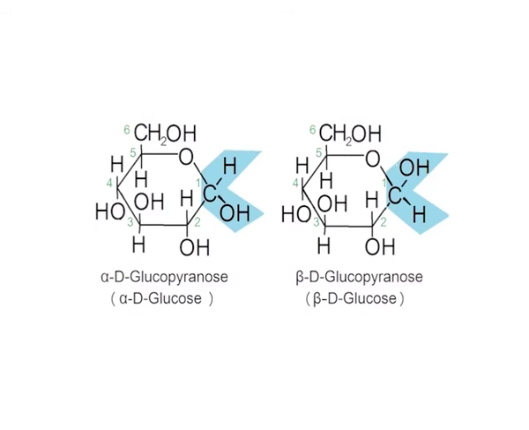In the cyclic forms of sugar, the ring is at a right angle to the plane of the paper. The alpha and beta configuration in the Haworth representation depends on the hydroxyl group at carbon number 1, which is pointing below for alpha and above for beta.